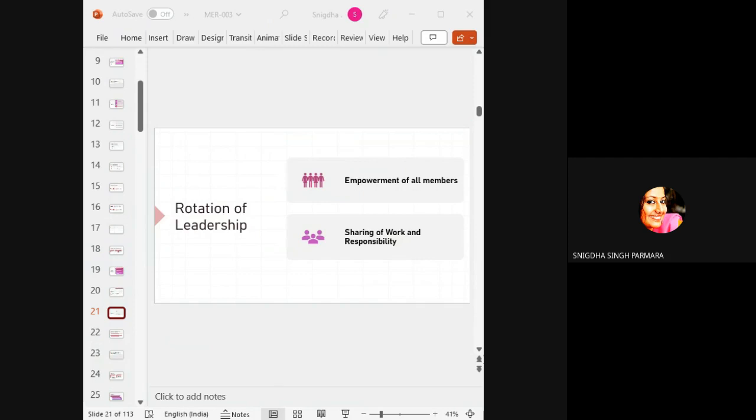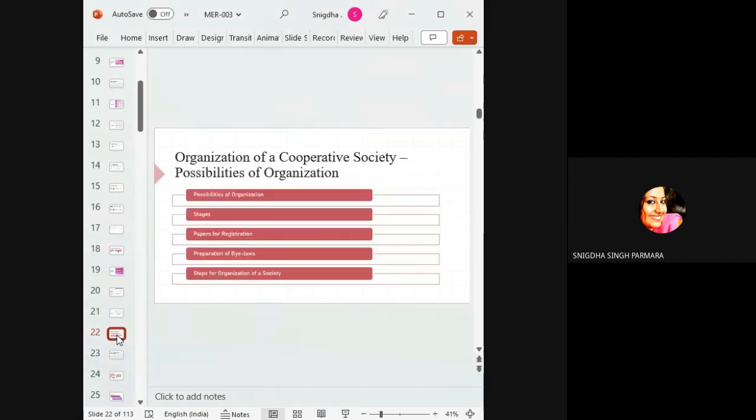Work and responsibility should be shared by all so that nobody is over or under worked. Organization of a cooperative society, or the possibilities of organization. One of the ways in which women can work is through self-help groups, and the other way is through organization of a cooperative society.